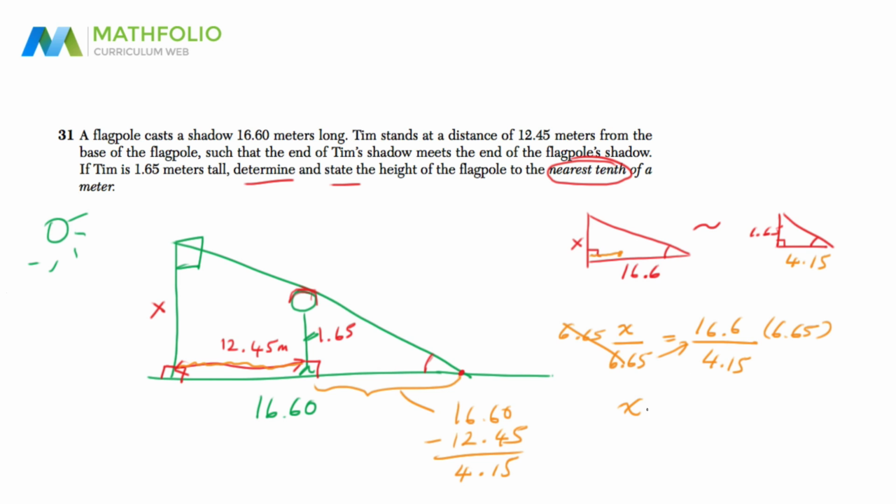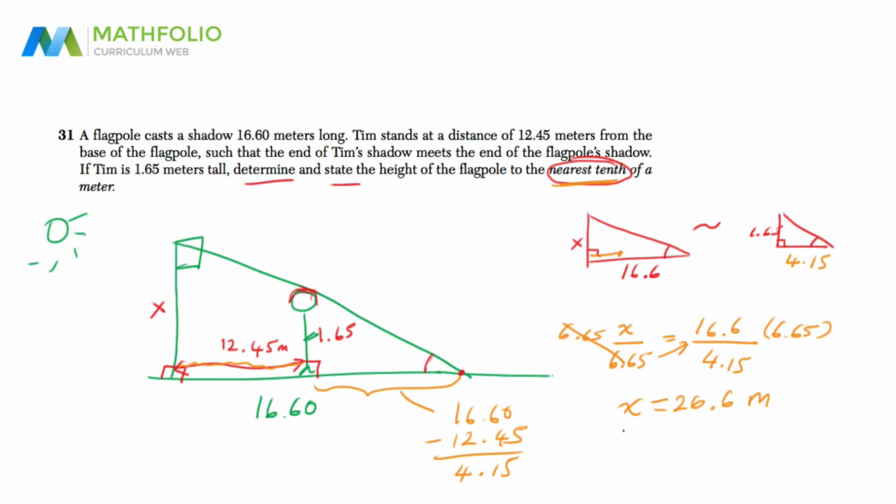So now on the calculator we can do x equals, and we just type in 16.6. So let me do this at the same time. 16.6 times 6.65. I'm now just going to press equals to get that bit, which says 110.39. But then don't forget we have to divide by 4.15. And that gives me an answer of 26.6. So therefore x equals 26.6, and it's meters, and it does say to the nearest tenth.